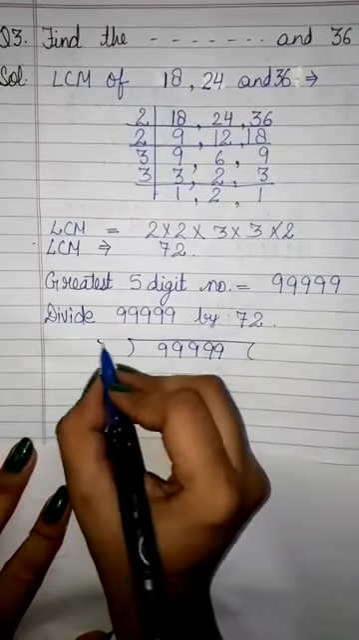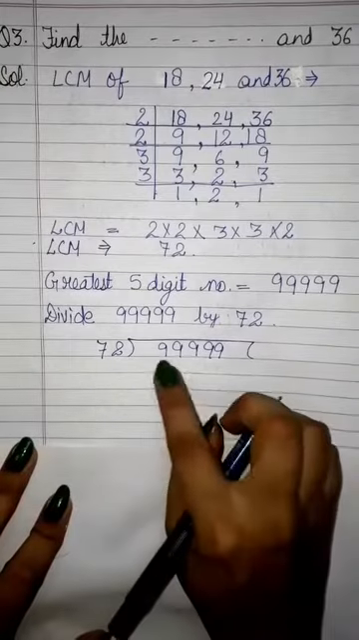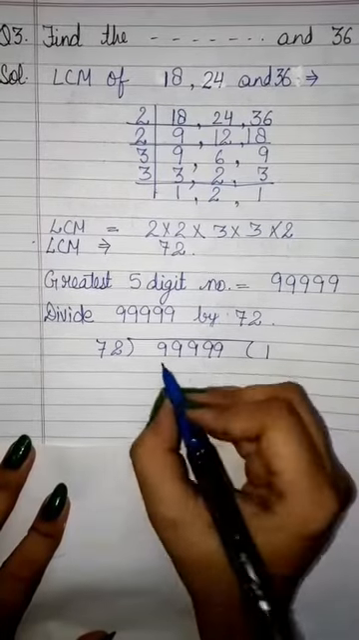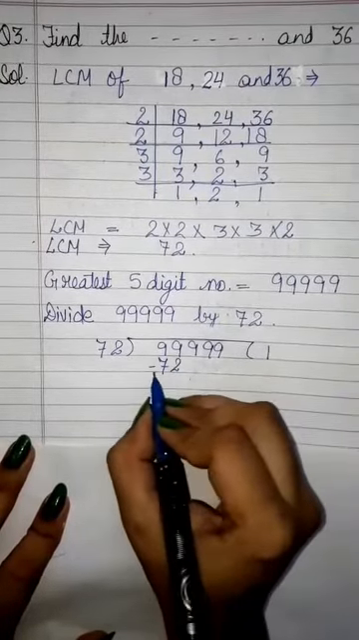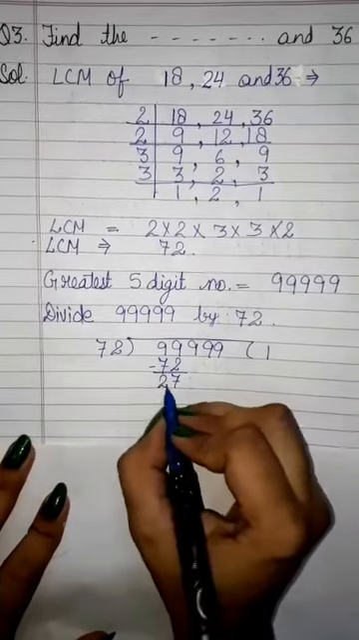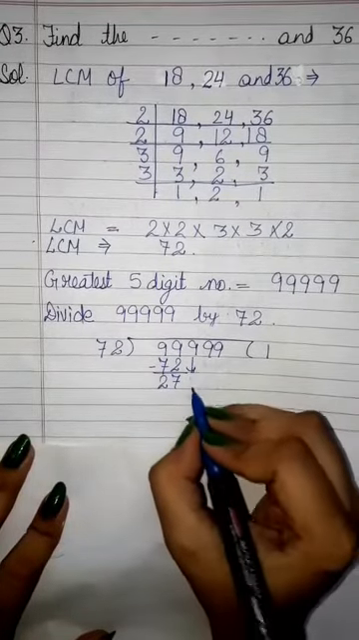99999 when you divide by 72. Now see, 2 digits we can take. Ones are 72, ones are 72. Subtract it, what you get? 27. Now we will copy down this 9.